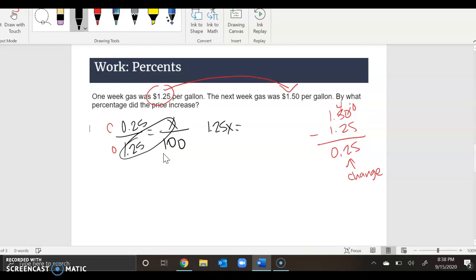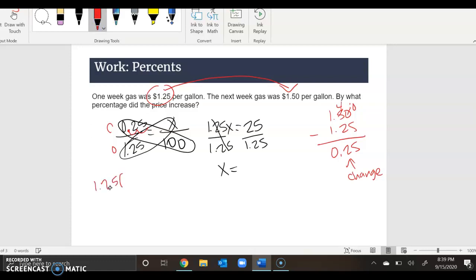125x, cross multiply. Here, whenever we multiply by 100, all I have to do is take my decimal and move it 2 times to the right. So that's going to become whole number 25. To get x by itself, we divide both sides by $1.25. Those will cancel. And then we have to do top in, bottom out.